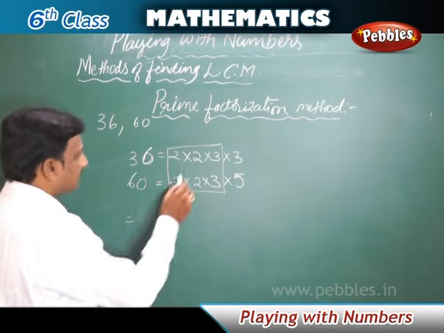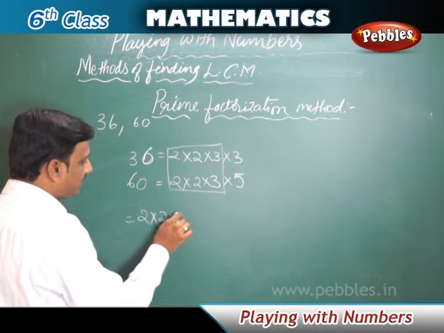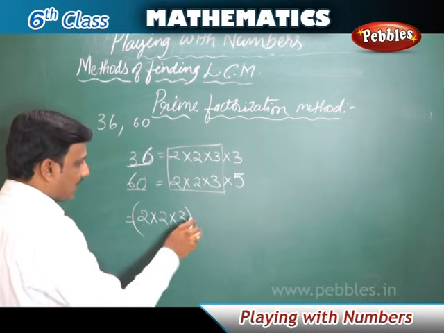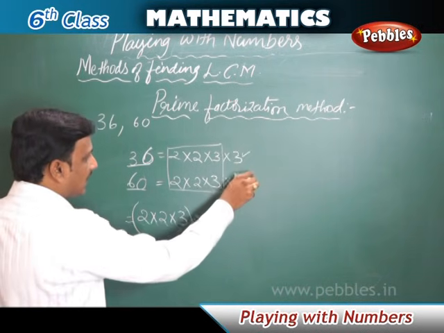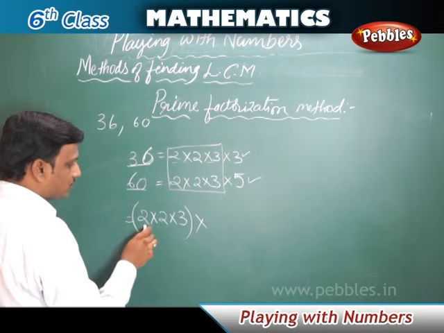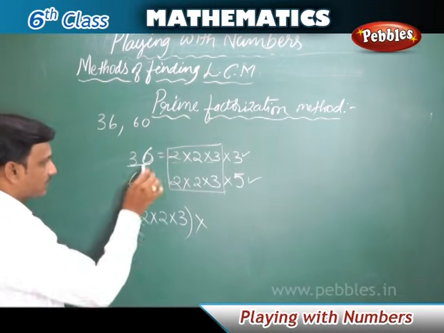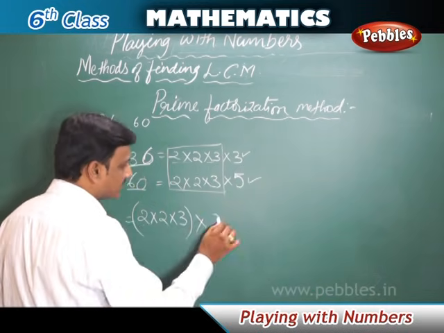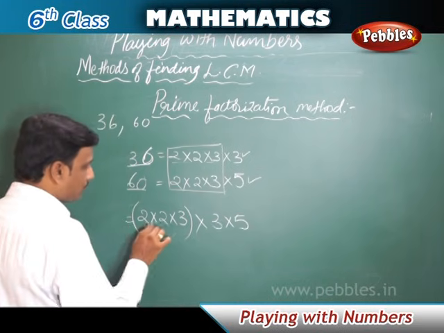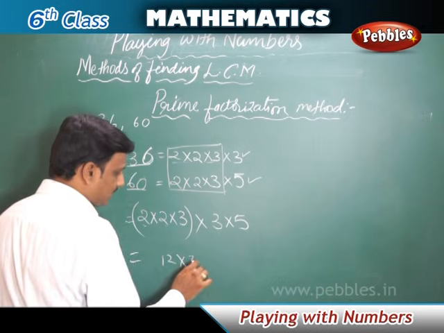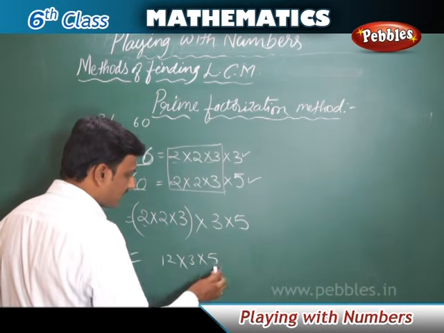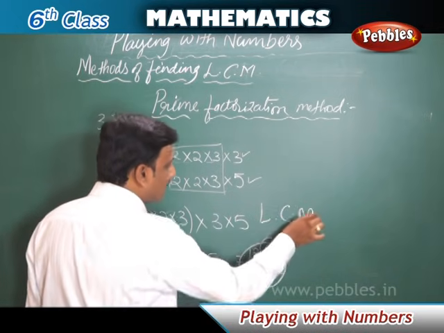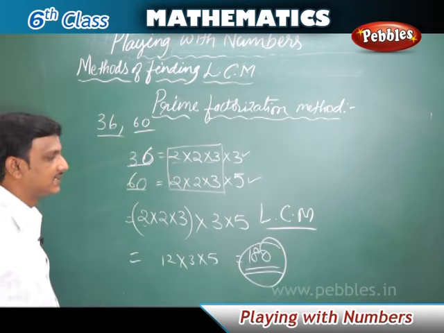Now let us take the common factors of both the given numbers, 36 and 60: 2 into 2 into 3. So these are the common prime factors of both the numbers. Now the other numbers of both the given numbers: 3 into 5. 2 2s are 4, 4 3s are 12, into 3 into 5. 12 3s are 36, 36 5s are 180. So 180 is the LCM of 36 and 60.